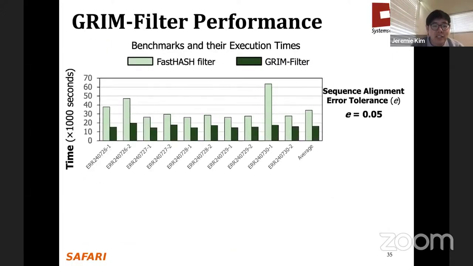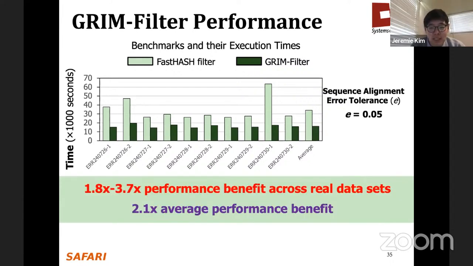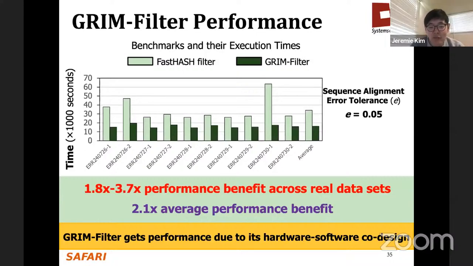So here we have the plot of performance, where the y-axis shows the time in terms of 1,000 seconds each. And on the x-axis, we show the different data sets. This is just how we label the data sets in bioinformatics. And we plot for both the FastHash filter and for GRIM-Filter the total execution time. And we use a sequence alignment error tolerance of 5%, which is pretty typical. So we find that we get a performance benefit of up to 3.7x here, and on average 2.1x. And GRIM-Filter gets a lot of performance due to its hardware and software co-design.